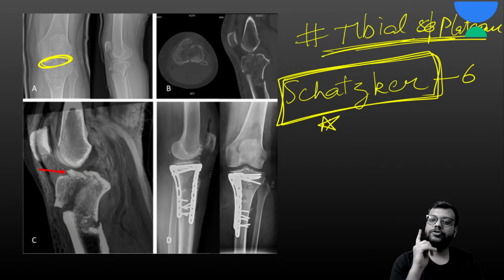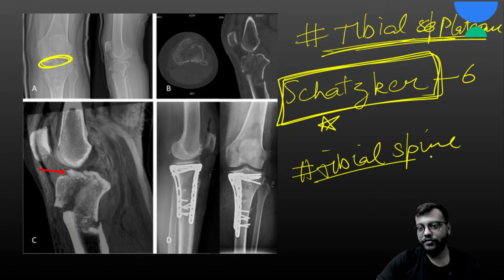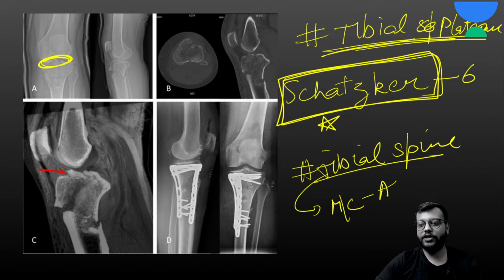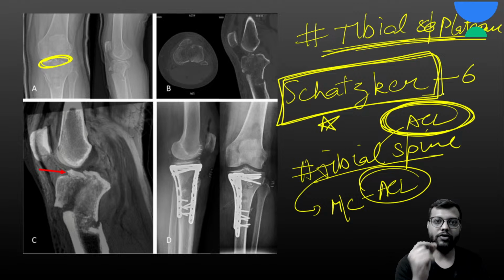Okay, now one more thing you need to remember: if there is a fracture of the tibial spine, then most commonly you have an injury of the ACL associated with it. Okay, ACL injury, anterior cruciate ligament injury, is almost always associated with the tibial spine fracture.